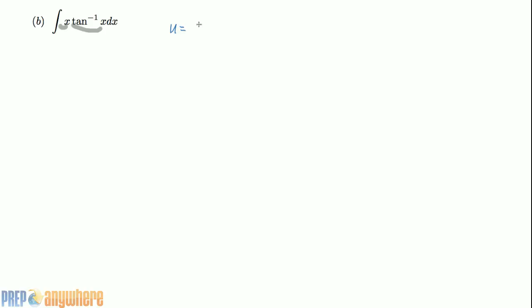Let's let u equal the inverse tangent, because we don't know how to integrate that. Or we do, but it's another integration by parts, so let's keep it simple. dv will then be x dx, and we get 1 over 1 plus x squared for du, and v is equal to half of x squared.